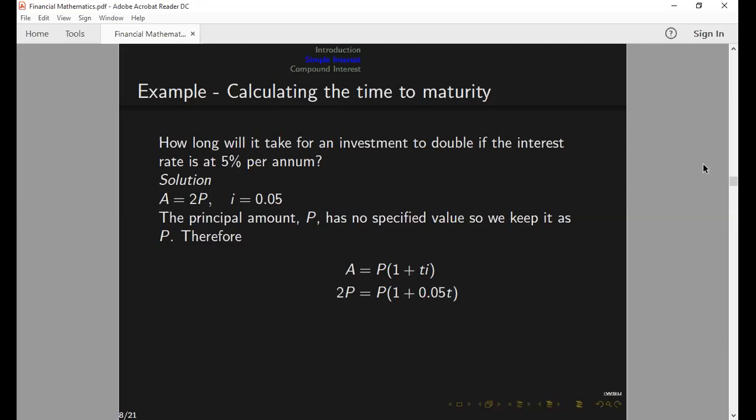But what we do know is a is double whatever the value of p will take. So we say it's 2p instead. And then we've got 2p equal to p into 1 plus 0.05t, and then we take 1 to the other side, leaving us with 2 minus 1 on the left hand side, which will be 1. And then we change sides, we divide throughout by 0.05, and then we have t equaling 20.